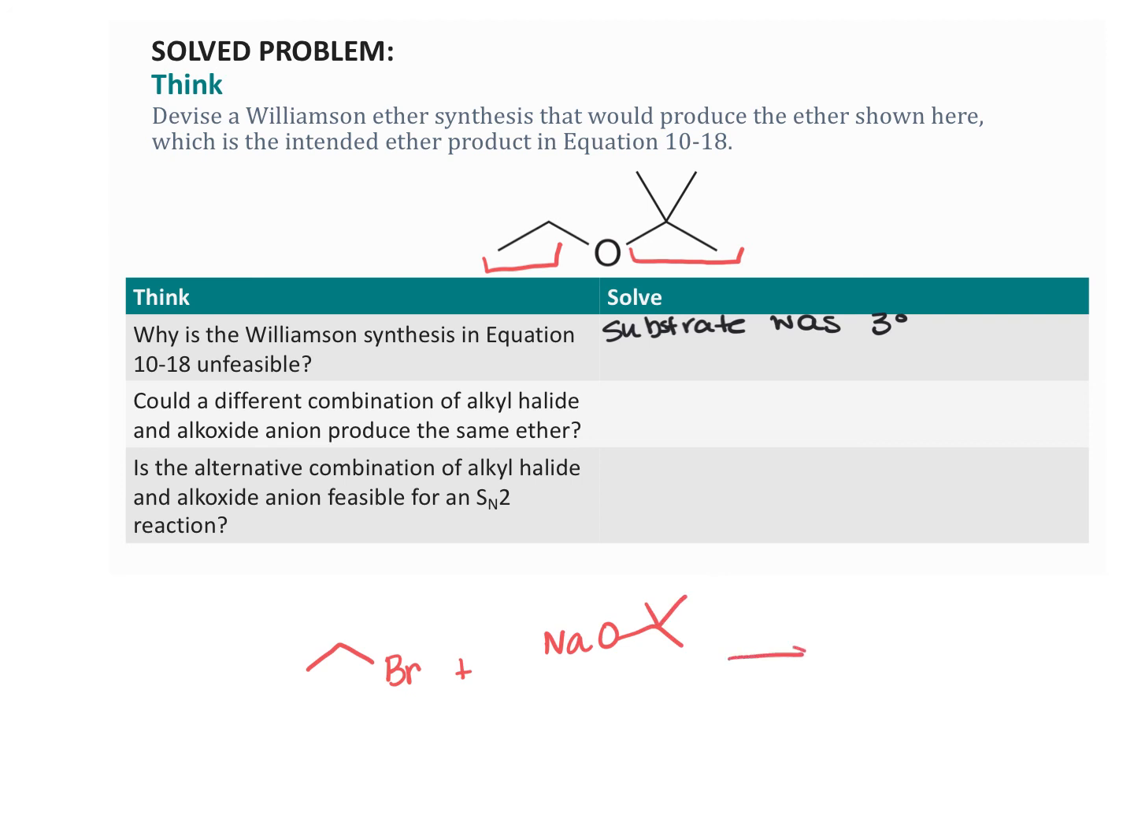Right? And so this would then combine to form that molecule. So you need to also ask yourself, is this feasible for an SN2 reaction? We're using a primary substrate, right, that has very little steric hindrance, so they tend to favor SN2 reactions. And so because we can trade this around so that we would use a primary substrate, this would be one option that we could use to synthesize the ether.